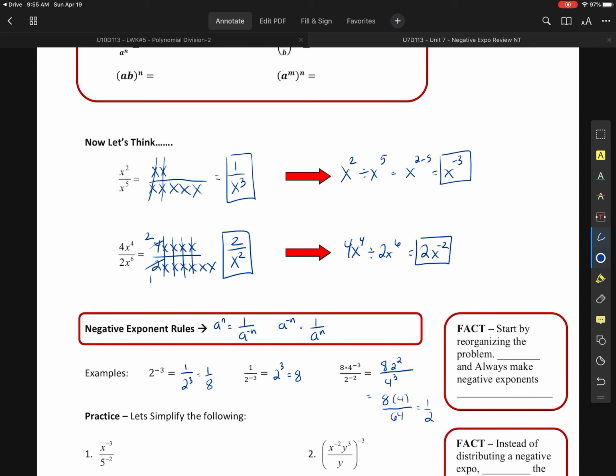Alright, so every time we do a problem, we want to start by reorganizing the problem. Right? We always want to make the negative exponents positive. That's my biggest piece of advice. So we want to simplify, if possible, and always make the negative exponents positive.